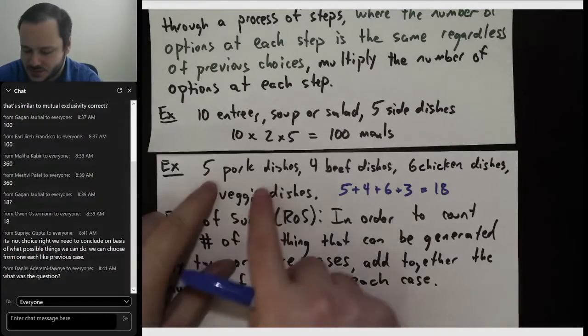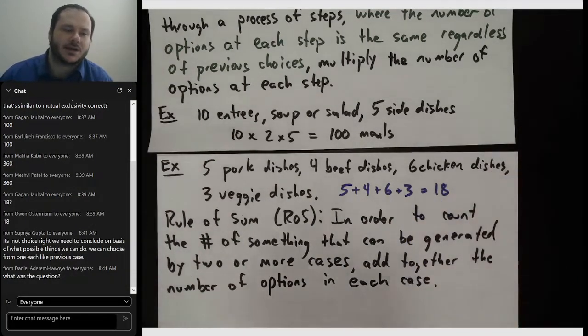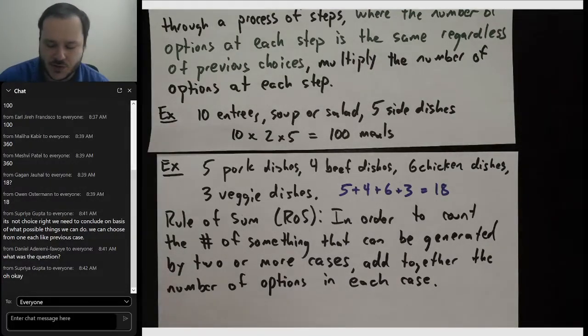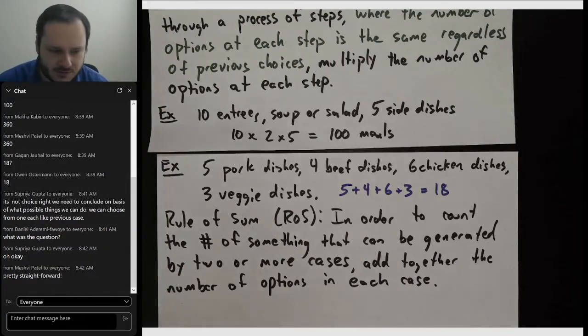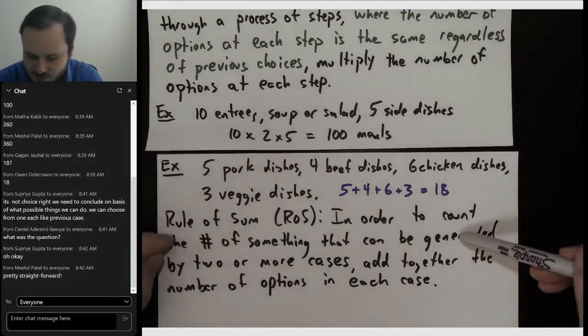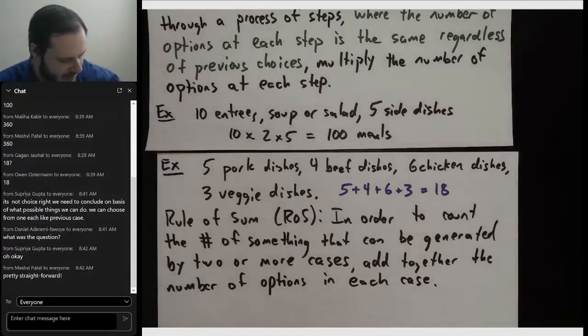A restaurant offers this many dishes. You're going to order one dish. How many ways are there to order your dinner? A restaurant offers 10 entrees. Every time you order an entree, you get a soup or a salad, and then you choose one of 5 side dishes. How many ways are there? Okay, now I'm multiplying. So we have these two tools, this rule of sum and rule of product, and it's going to be up to you to figure out how and when to use them. And how to combine them.